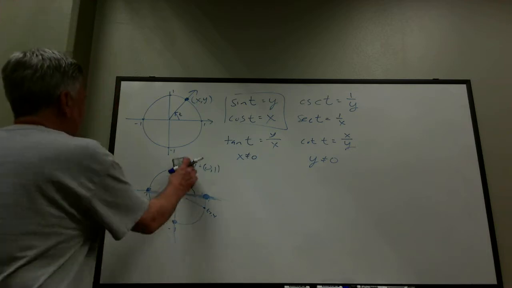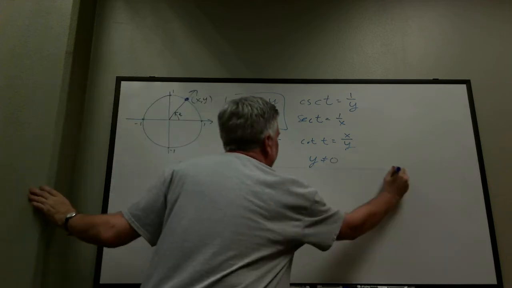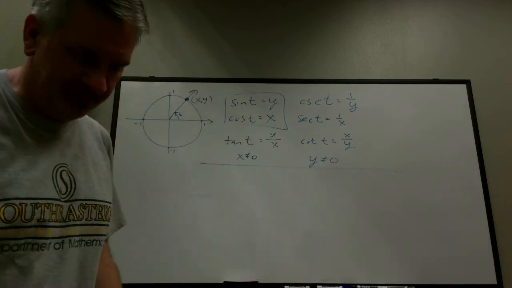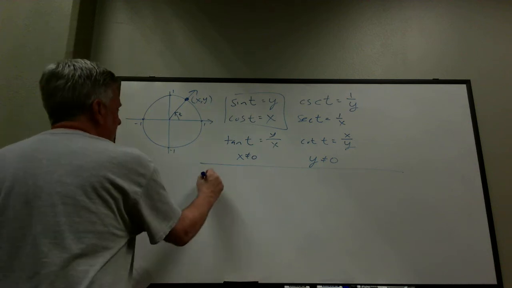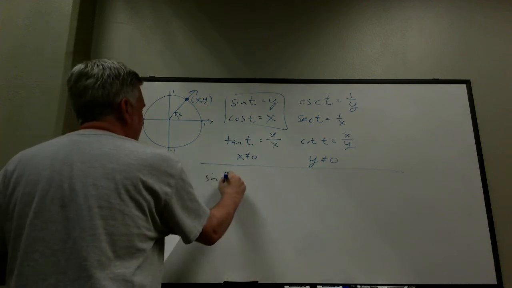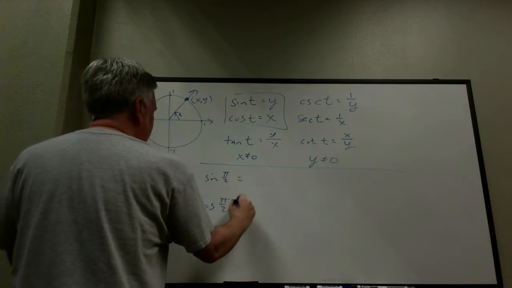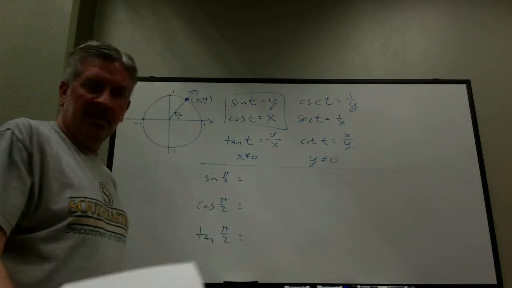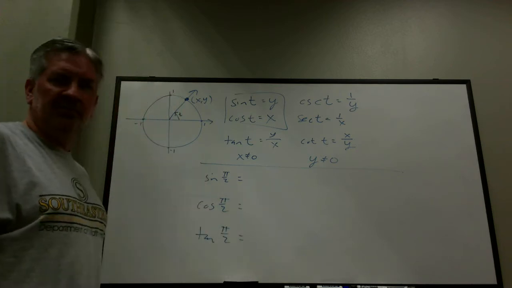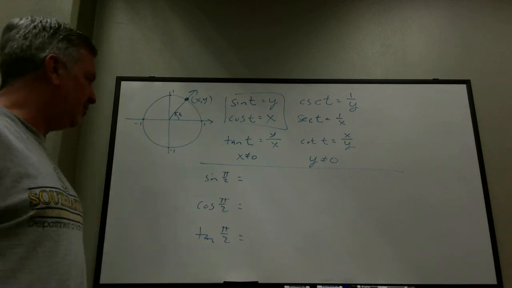All right, let's do some examples. I think I'm going to leave the definitions here. I mean, they have them in your notes. It says evaluate each of the following using the unit circle. So we want sine of pi over 2, cosine of pi over 2, and tangent of pi over 2. Notice all 3 angles are pi over 2. So once you draw the picture for pi over 2, we can do all 3 problems here.